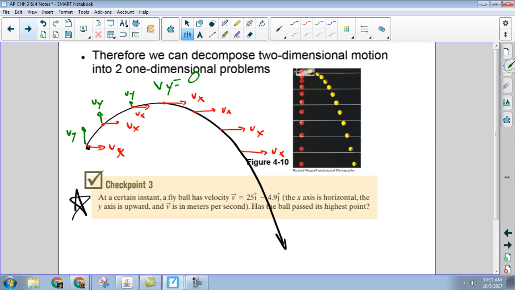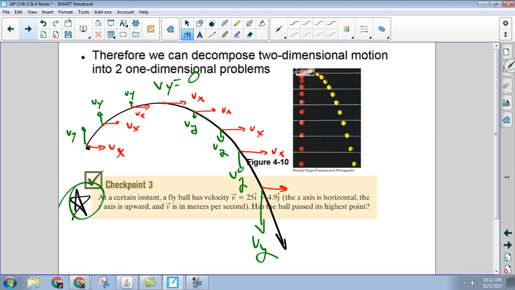That is huge and very helpful. Please remember, when you throw a projectile up into the air, the vertical velocity at the top is zero. Does that mean the overall velocity is zero? No, because it's still moving horizontally at whatever the vx is. Good? All right, then as it comes down, the vertical velocity becomes more negative, etc. And so the idea behind this checkpoint is that because your vy is negative 4.9, it must be coming down. Cool?